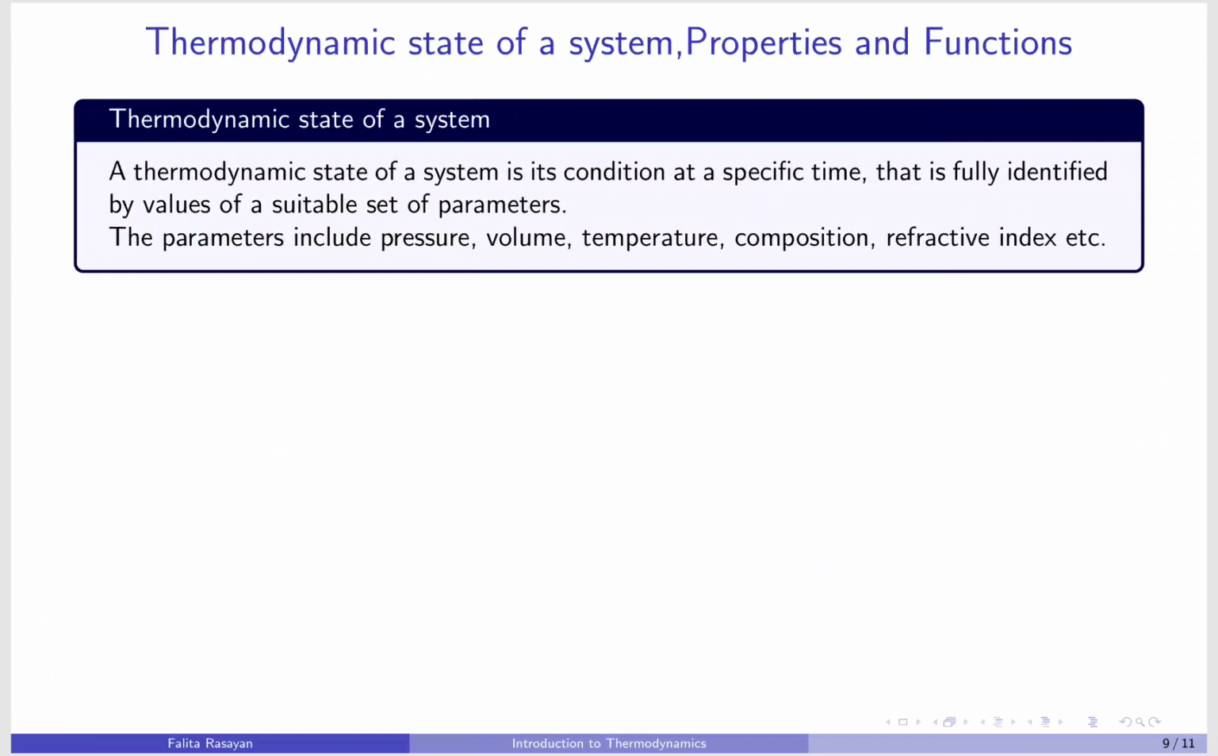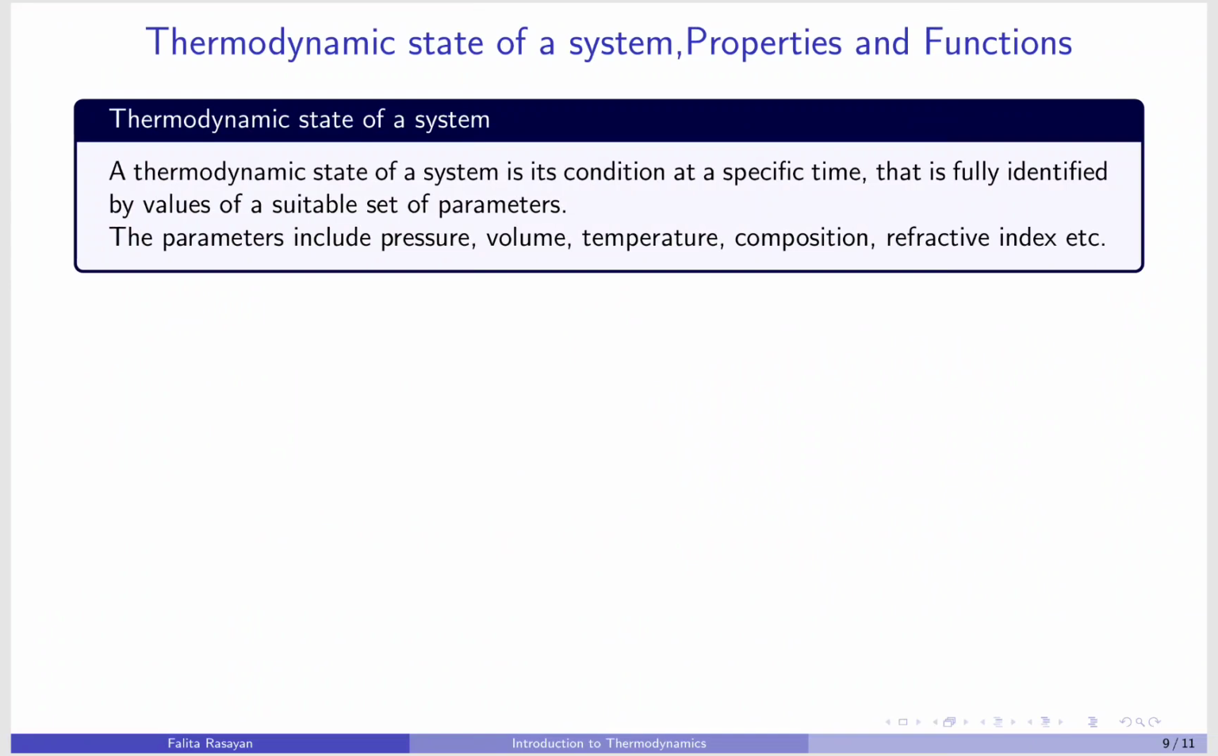Now we have understood what the system consists of and what kind of systems there are. Now we have to ask ourselves in which state a system is in. A thermodynamic state of a system is its condition at a specific time.